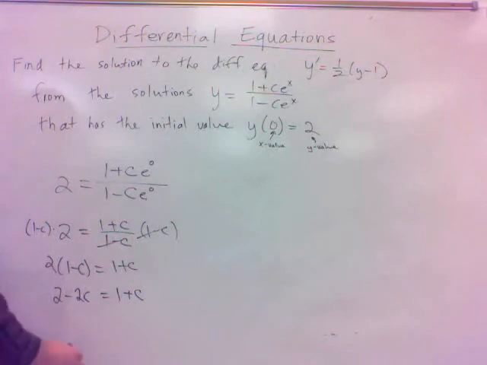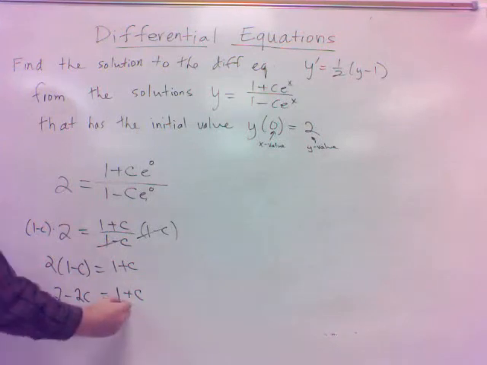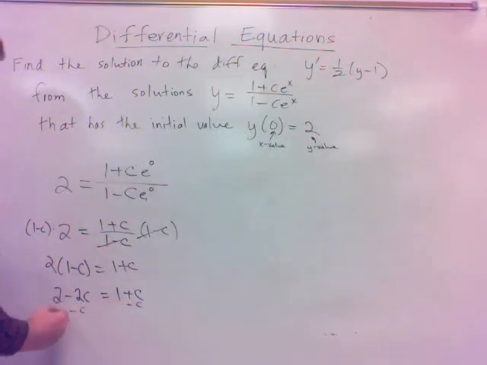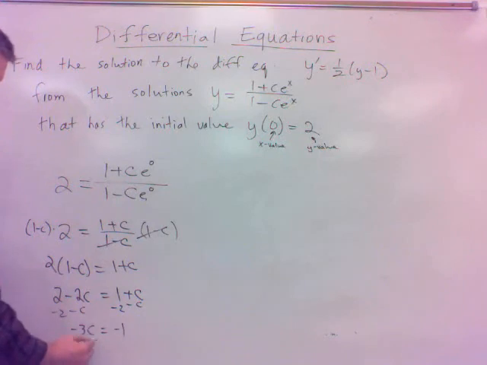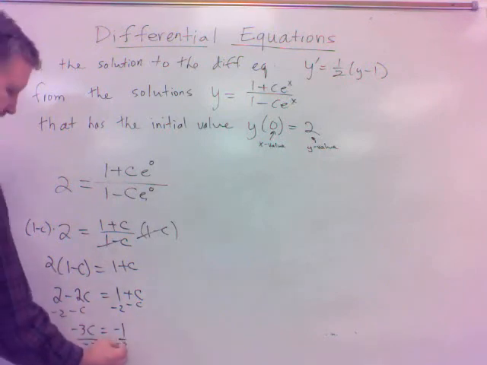Get c on the side by itself. It's looking like a 1/3 or something like that. Subtract c and subtract 2. What do I get? So minus 3c equals negative 1. Divide by negative 3. Yeah, c is 1/3.